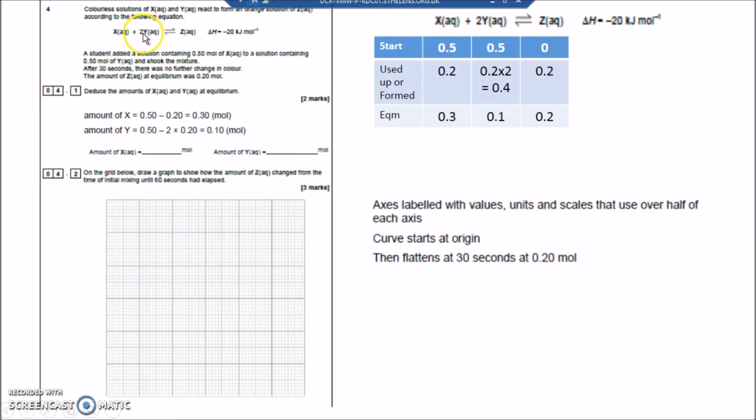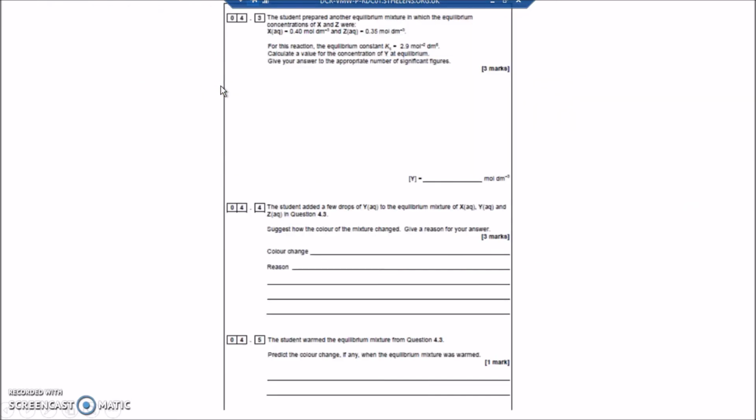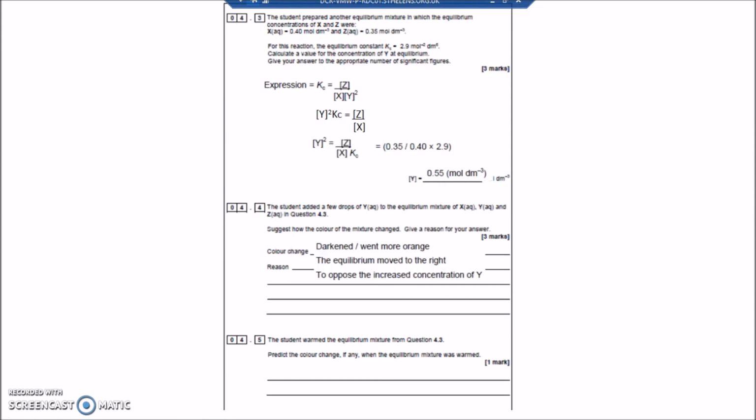If you're adding more Y, by Le Chatelier's principle, it will try and oppose that change and try and use up the Y. So it'll use up the Y by shifting the position of equilibrium to the right hand side, using up the Y and making more Z. Now it says Z is orange in colour, so the colour is going to darken or get more orange. And the reason is the equilibrium moved to the right to oppose the increased concentration of Y, to use up some of the Y.